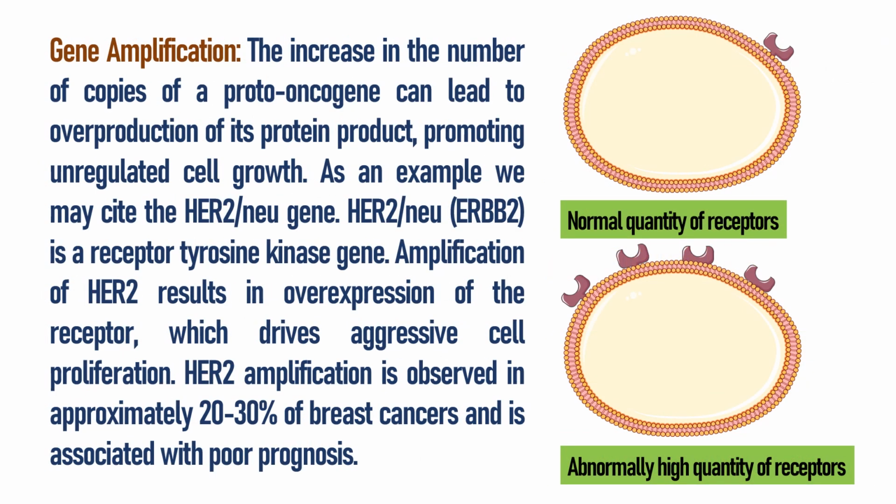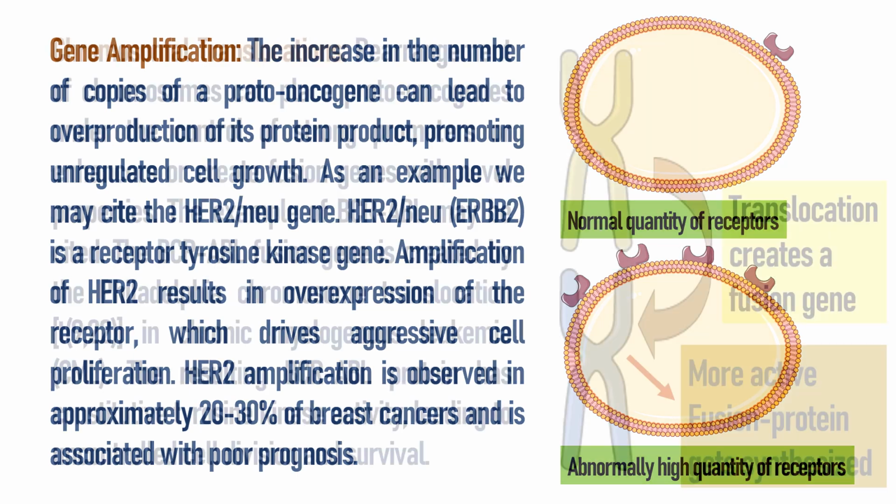Gene amplification. The increase in the number of copies of a proto-oncogene can lead to overproduction of its protein product, thereby promoting unregulated cell growth. As an example, we may cite the HER2/neu gene. HER2/neu is a receptor tyrosine kinase gene. Amplification of HER2 results in overexpression of the receptor, which drives aggressive cell proliferation. HER2 amplification is observed in approximately 20 to 30% of breast cancers and is associated with poor prognosis.